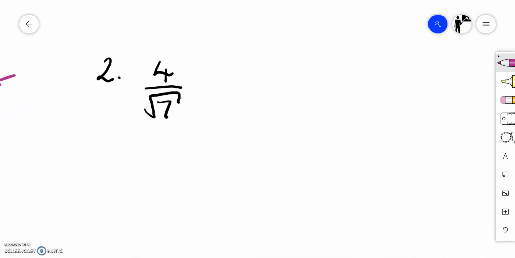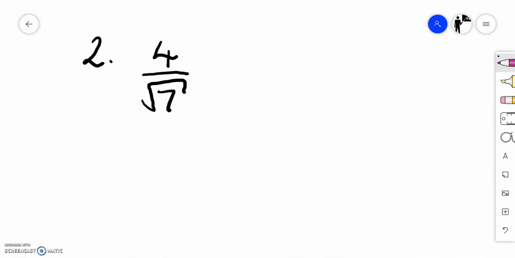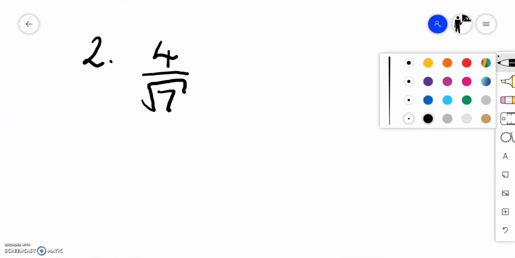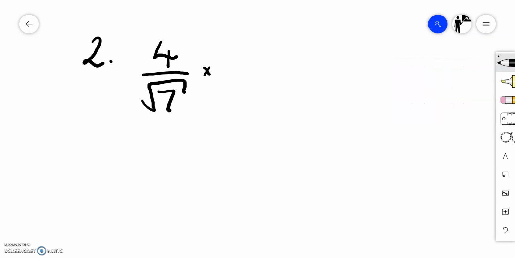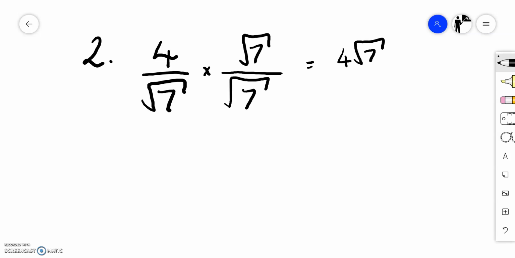Example 2. 4 over root 7. We want to rationalise this. Well, if we want to get rid of that root 7 on the denominator, we're going to need to multiply that by root 7. If I do that to the denominator, I need to do it to the numerator. Multiplying, that's going to give me 4 root 7 over 7. That has now got a rational denominator. There's a real number on the denominator.